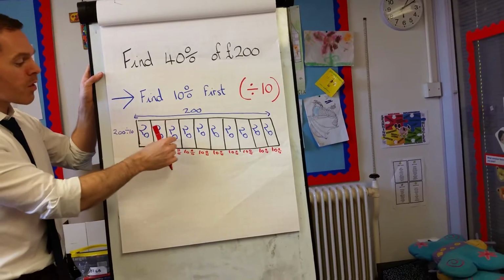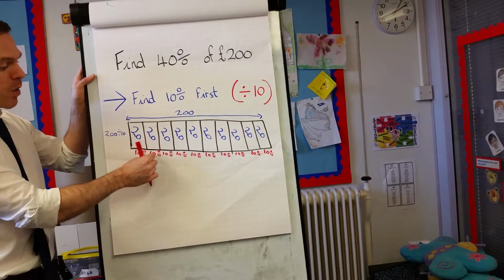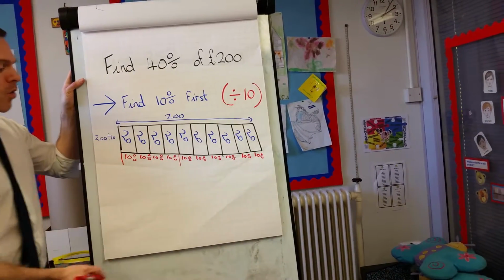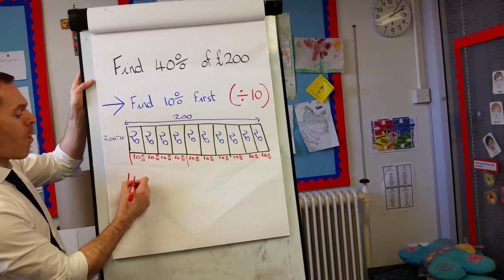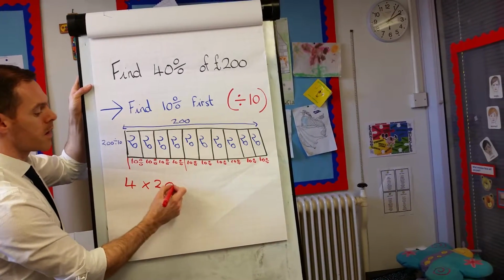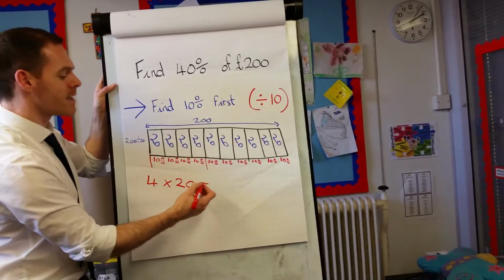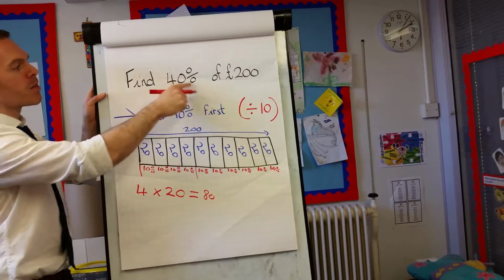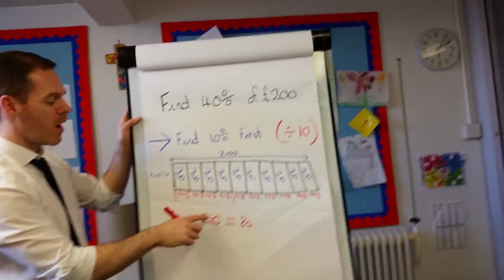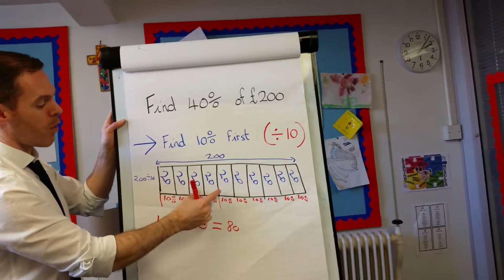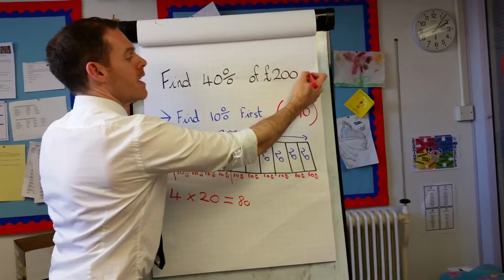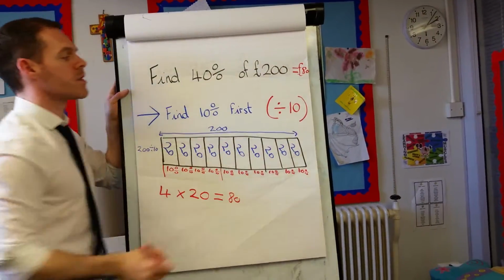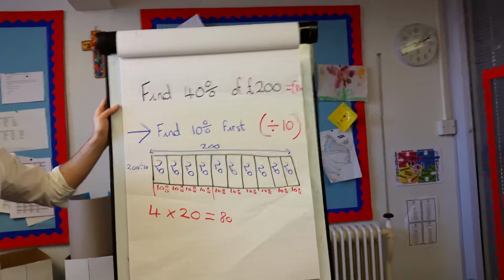It's going to be 1, 2, 3, 4 groups. 10%, 20%, 30%, 40%. So I'm going to find 4 groups. And each of them is 20. So it's 4 groups of 20. Which of course, we all know will be 80. Okay? So when I've found 40% of £200, I know that 40% of £200 equals £80. Okay? Right, so hopefully that makes sense.